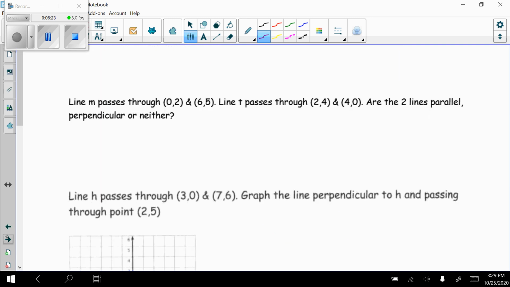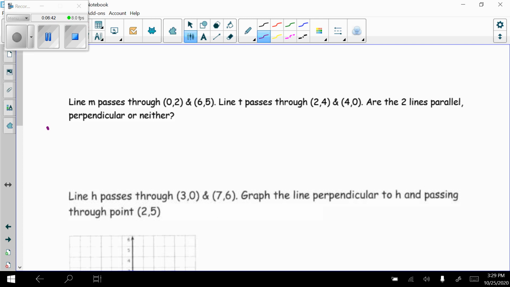Turn our papers over. We're going to do another example just like that. It gives me line M passes through the points (0, 2) and (6, 5). Line T passes through the points (2, 4) and (4, 0). Are the two lines parallel, perpendicular, or neither?